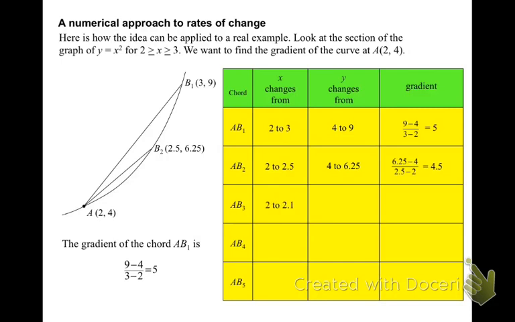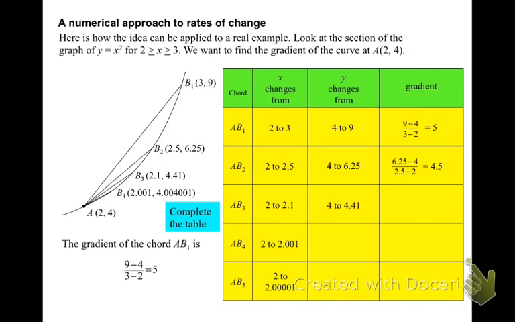Move a little bit closer. How about 2 to 2.1? So we've got an even closer line. Again, 4.41 is 2.1 squared. You can calculate that and maybe even pause for a second and calculate these values as we get closer and closer. So we're getting closer to A with each subsequent B1, B2, B3, B4. We're getting closer to A until we can get to the actual tangent of that. Pause the video for a second and fill out the table and see what you get.